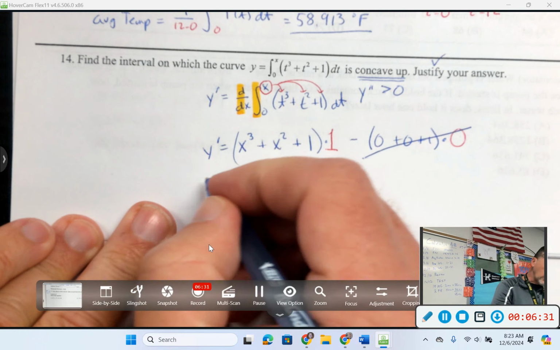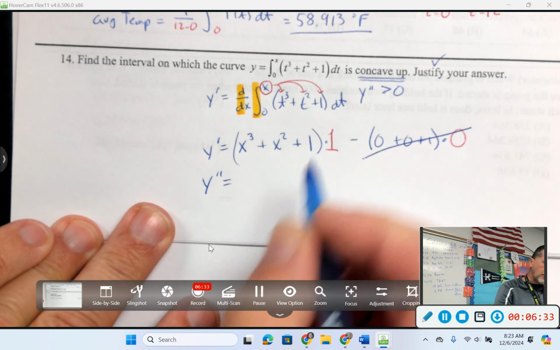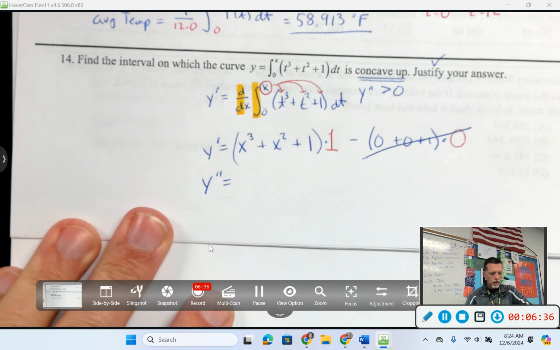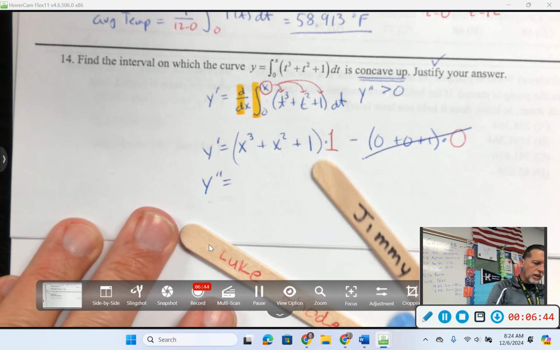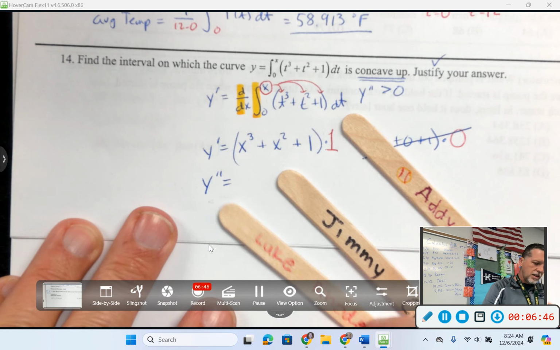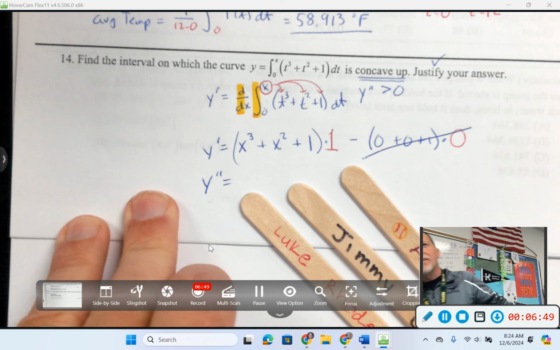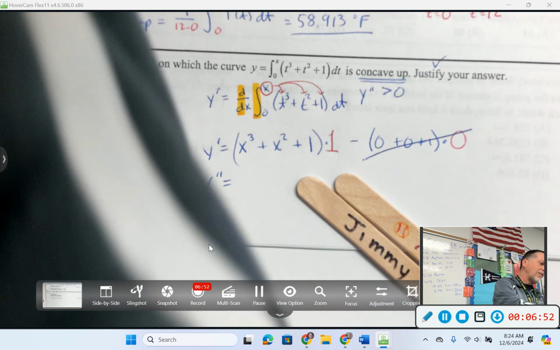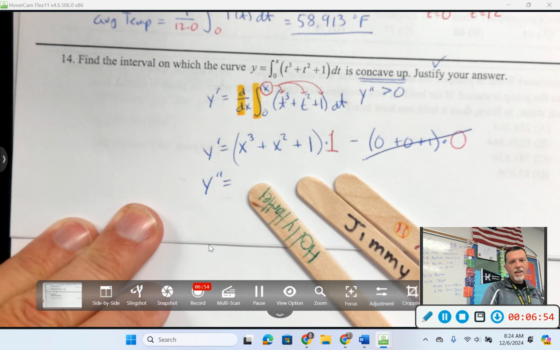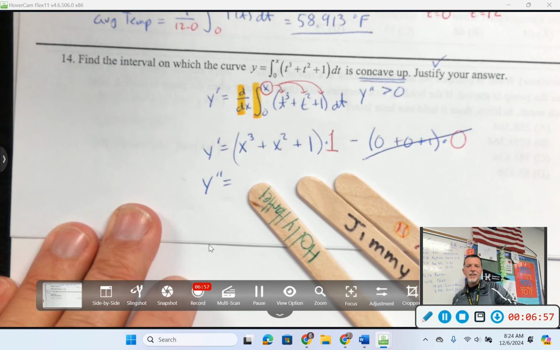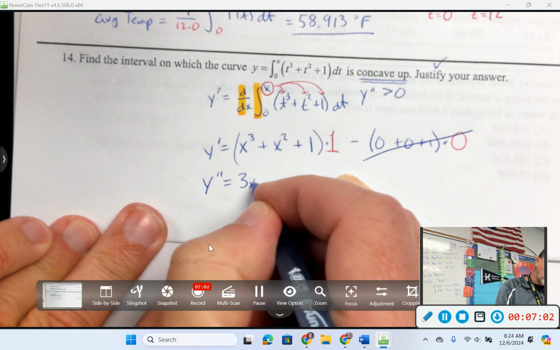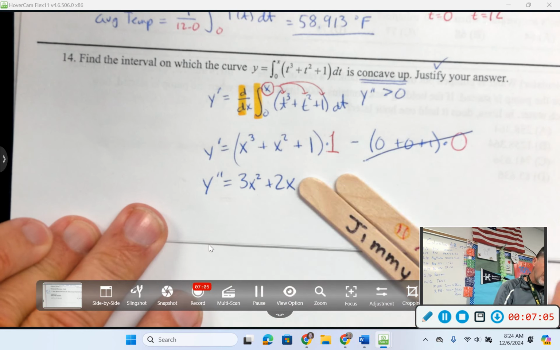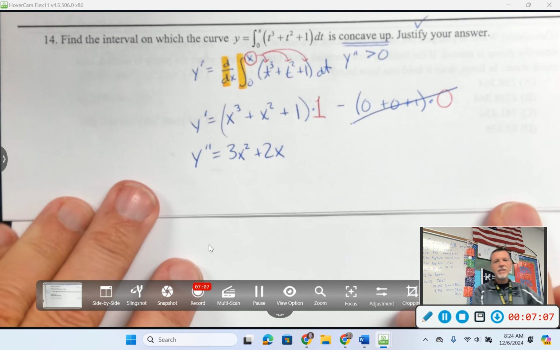I still want the second derivative, but now this is more straightforward. Now I'm just taking the derivative of a polynomial. So let's get some help on this one then. Holly, how about the derivative of x cubed? 3x squared. Jimmy, the derivative of x squared? 2x. And Addie, the derivative of 1? That would be 0.